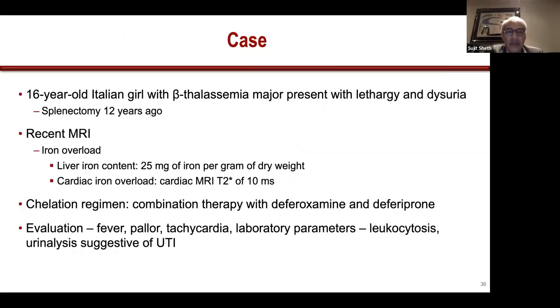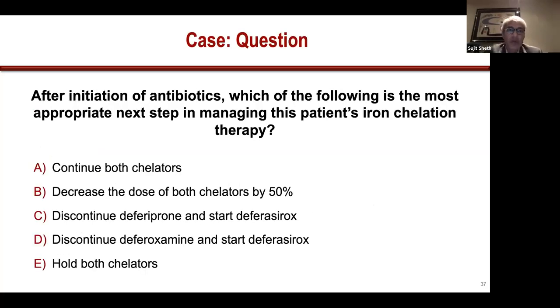A 16-year-old Italian girl with beta thalassemia major presents with lethargy. She had a splenectomy 12 years ago. Her recent MRI showed iron overload with a liver iron content of 25 milligrams per gram and a cardiac T2 star of 10 milliseconds. Her chelation regimen is a combination of deferoxamine and deferiprone. On evaluation, she has fever, pallor, tachycardia. Laboratory parameters show leukocytosis and urinalysis suggestive of a UTI. So what would you do?